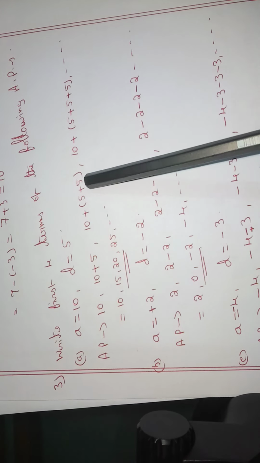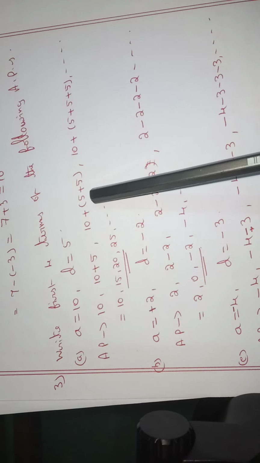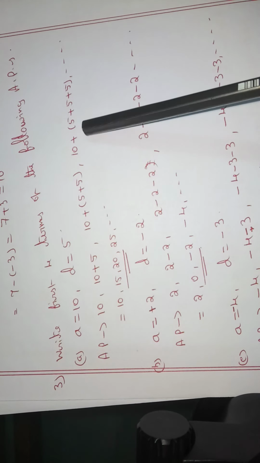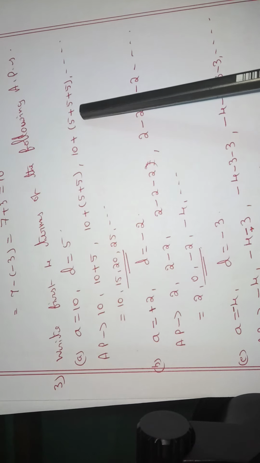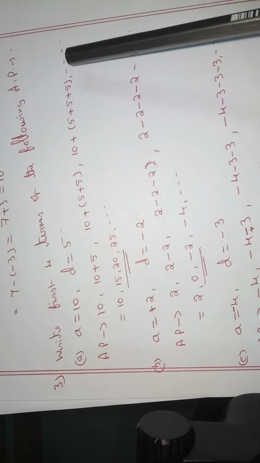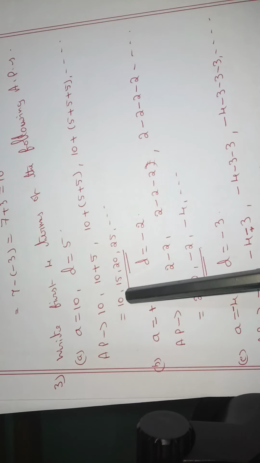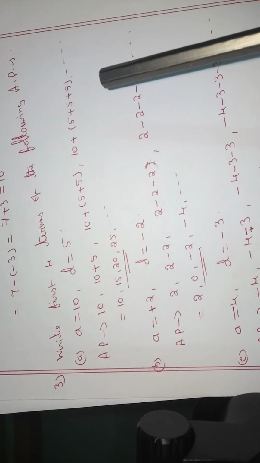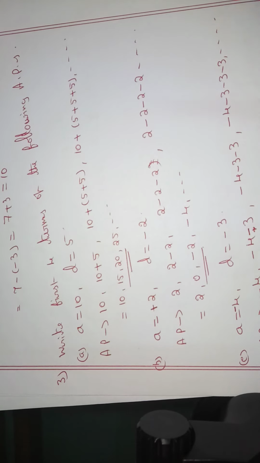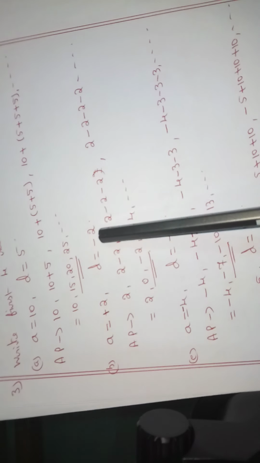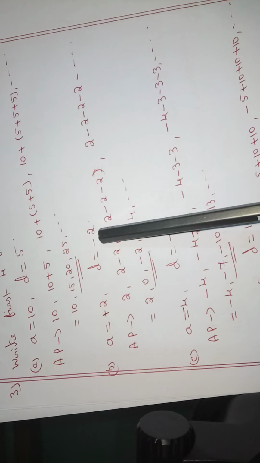Next, 2 times 5 should be added. 10 plus, write it inside the bracket, 2 times 5. Next, 10 plus how many times 5? 3 times, and so on. Now write the answer. 10, 15, 20, 25 and so on. Completed? Now second question. A is equal to 2, D is equal to minus 2.